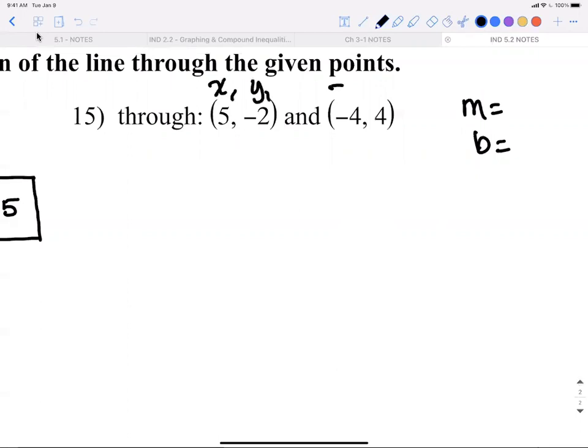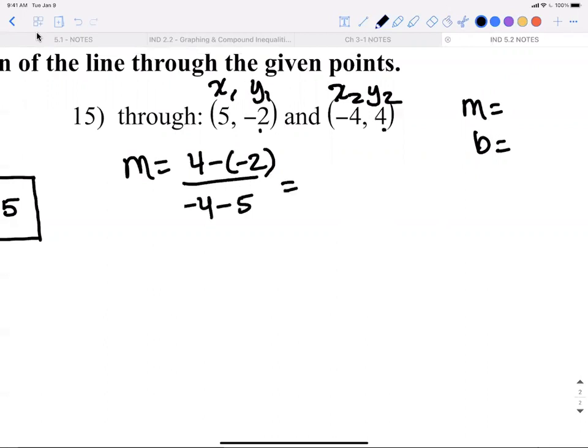x1, y1, x2, y2. Finding my m first, I'm going to go 4 minus a -2. That's 4 minus 2 over -4 minus 5. That goes plus. So 6 plus 2, or 4 plus 2 is 6. Negative and negative is -9. I always reduce if you can. So my slope is going to be -2/3. Okay, that's my final slope, -2/3, all reduced.